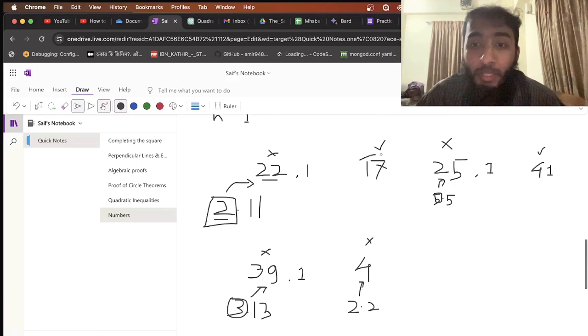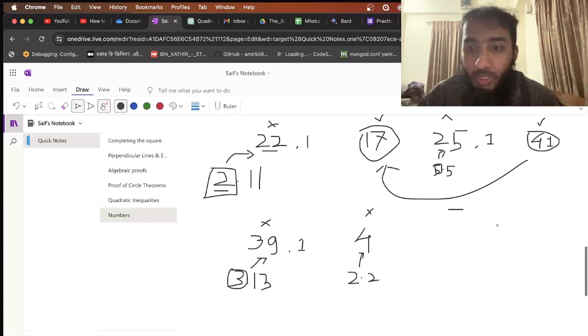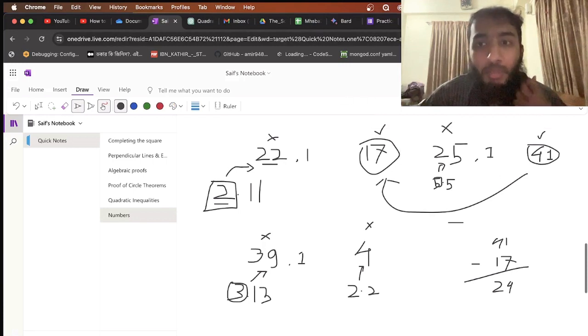So the 2 prime numbers available are 17 and 41. What is the difference between these 2 prime numbers? The difference is 41 minus 17. If we subtract 17 from 41, we get 24. So 24 is the difference between the 2 prime numbers among these 5 numbers.